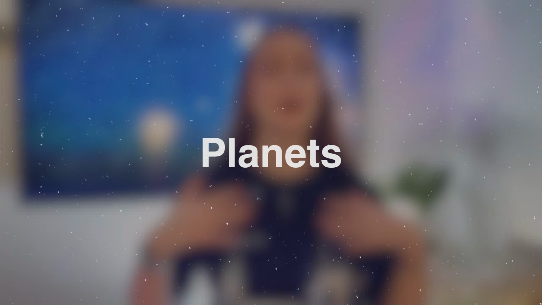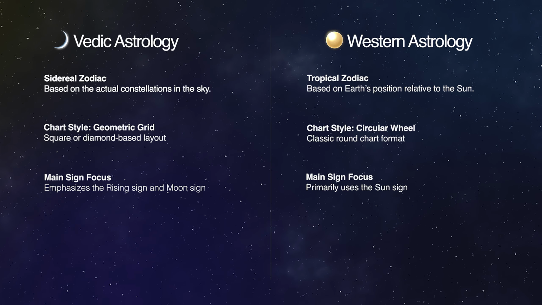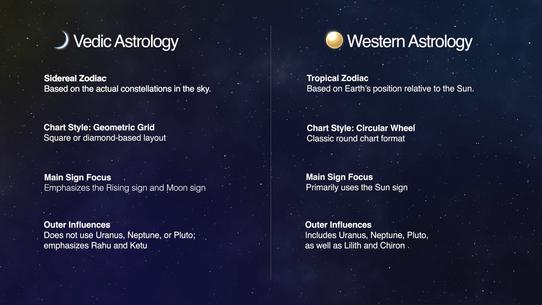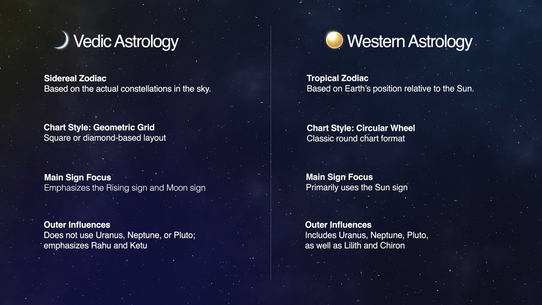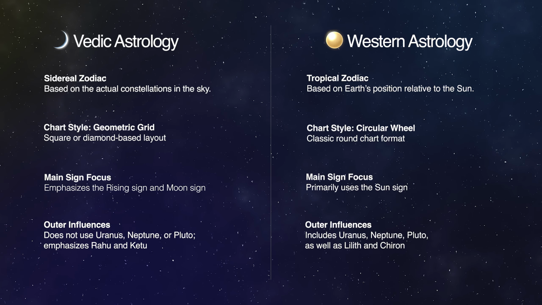Now, let's talk about one other fundamental difference between Vedic and Western astrology: the planets. When you look at a Vedic birth chart, you might notice that you're missing Uranus, Neptune, and Pluto, as well as some constellations like Chiron and Lilith. Instead, we're reading the positions of the lunar nodes, Rahu and Ketu. They are always on an axis, meaning if one is in Aries, another one is in the opposite zodiac sign, in this case being Libra.